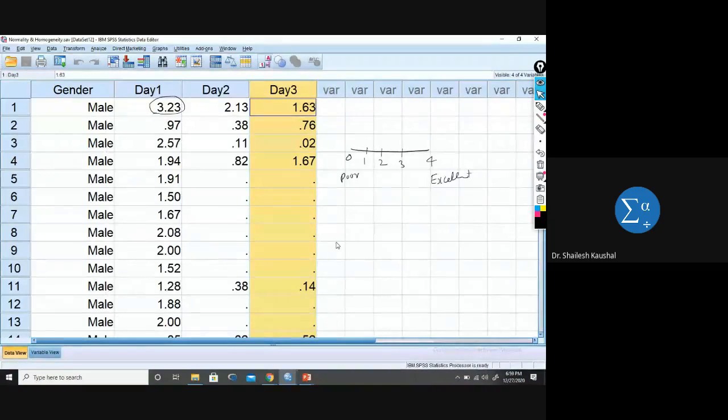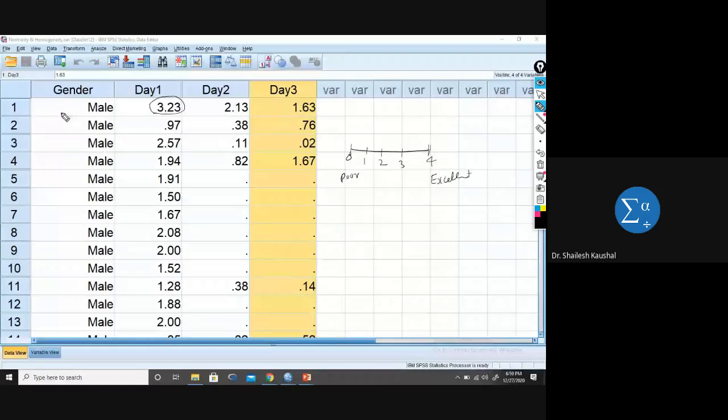Okay, thank you. Look, this is the SPSS file: the gender, day 1, day 2 and day 3. So here I was talking about the hygiene score. Zero means if someone is giving zero, it means poor hygiene condition. And if someone gives near to 4, it means he observed or perceived a good hygiene condition.